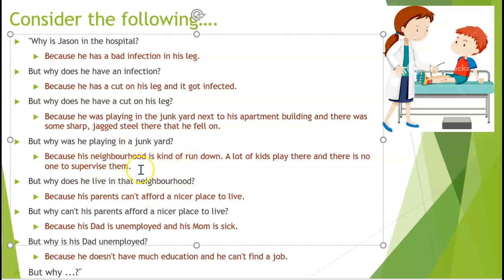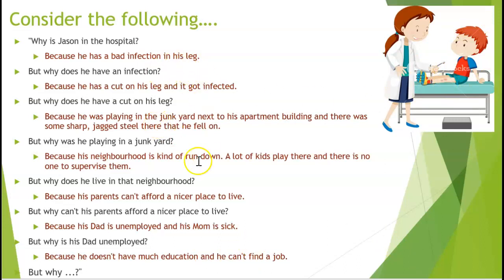And the reason why he lives in that area is because his parents can't afford a nice place. And the reason why his parents can't afford a nice place is because his dad's not working and his mom is sick. And the reason why his dad is not working is because he doesn't have much education. So the fact that he's in a hospital may not mean much to you right now, but when you dig deeper, you'll realize that there are so many factors to why this happened. Had his dad been educated, they could have lived in a nicer place that has a playground and not a junkyard, and he may have avoided that fall that way.